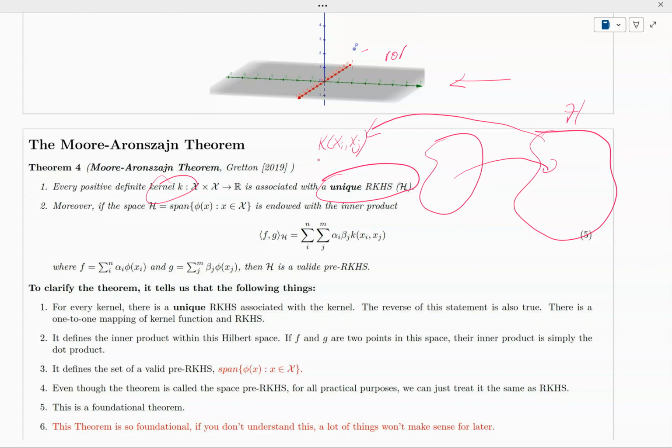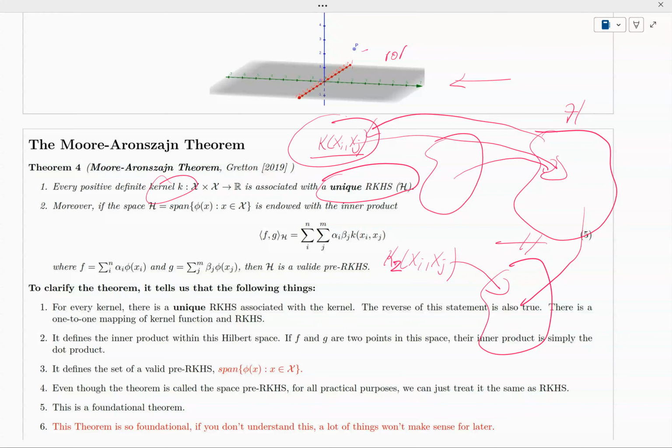In other words, if you have another kernel, kernel 2 of xi, xj, that is slightly different, then its associated RKHS will definitely be different. This kernel is associated with this space, and that kernel is associated with that one, and the two are not equal, right? So this means the first kernel uniquely defines one RKHS, and the second kernel uniquely defines yet a different one.